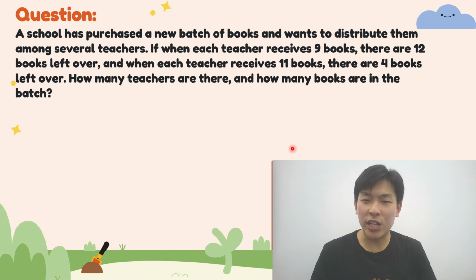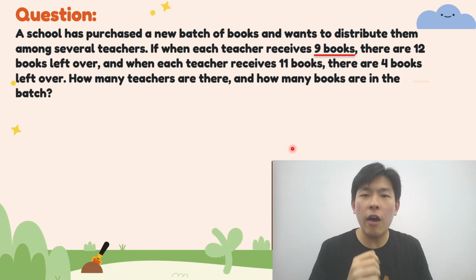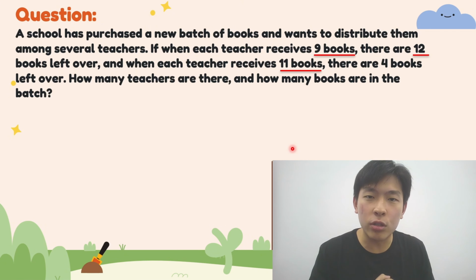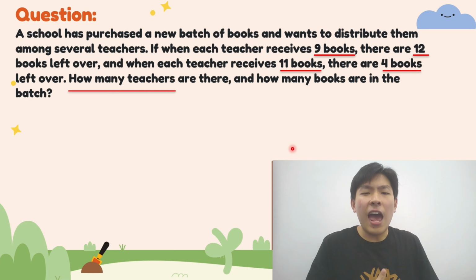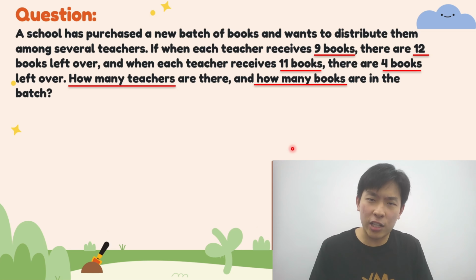A school has purchased a new batch of books and wants to distribute them among several teachers. If when each teacher receives 9 books, there are 12 books left over. And when each teacher receives 11 books, there are 4 books left over. How many teachers are there and how many books are in the batch?